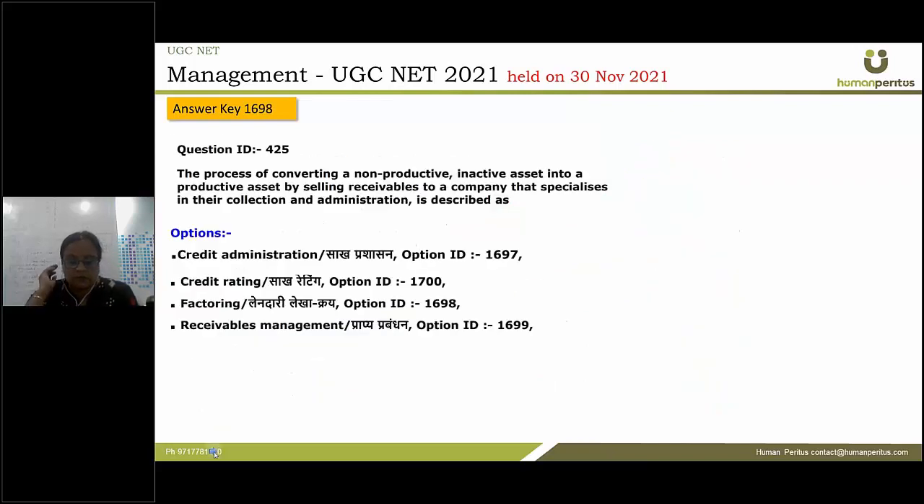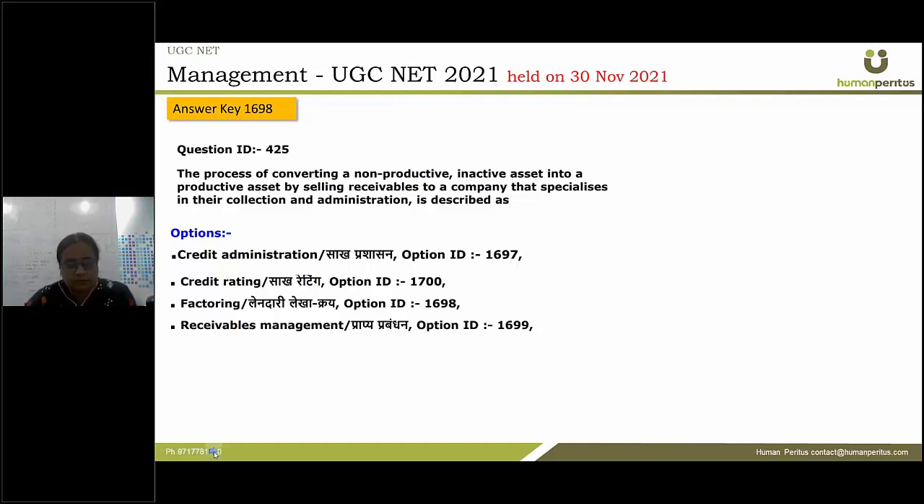Next. The next question is: the process of converting a non-productive inactive asset into a productive asset by selling receivables to a company that specializes in their collection and administration is described as. Now 4 options are given.